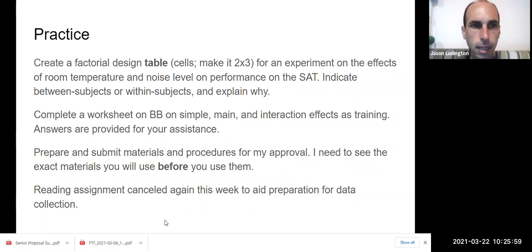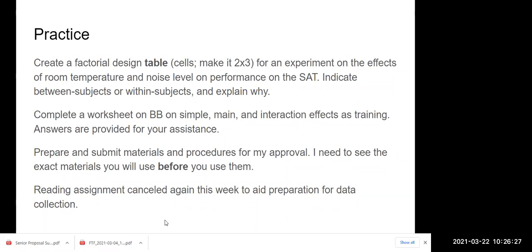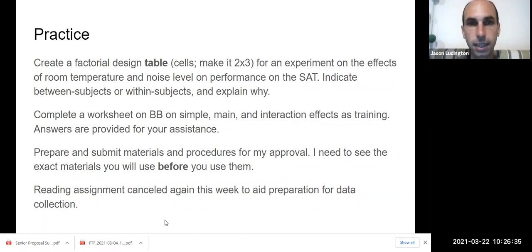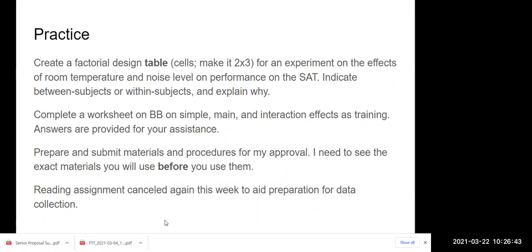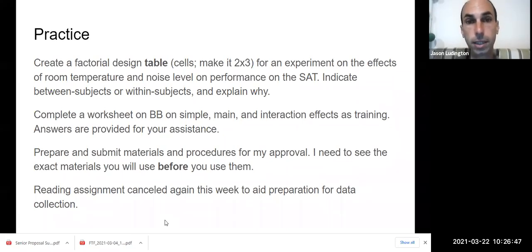Now let's indicate whether this is between subjects or within subjects and explain why. Would anyone like to share? I guess this would be a between subject design since the SAT couldn't be retested in this case. Very good. Or we wouldn't want to retest the SAT. Perhaps we would not, because the SAT is long. It takes a long time. So that's a good reason to test only one time. And if we're testing only one time, you got it. It is between subjects. Very good. Good answer.